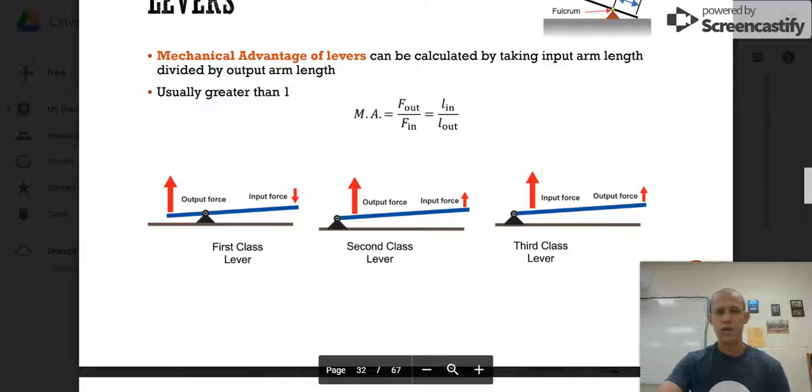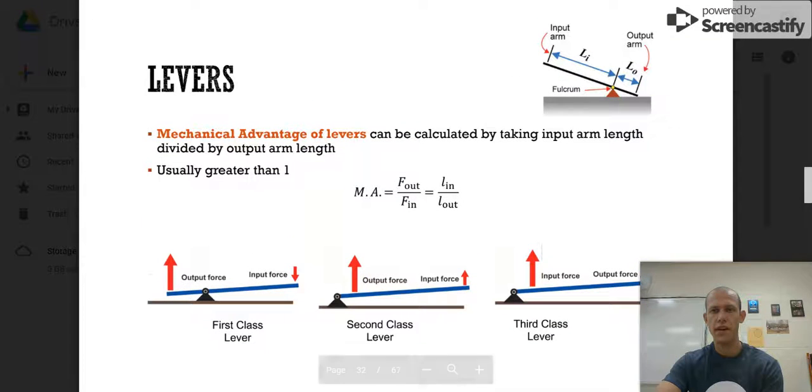All right, the mechanical advantage. We've been talking about that along with the mechanical efficiency. Now we're going to look at it in terms of levers. So normally mechanical advantage is calculated by your force out divided by force in. And that's true. However, to calculate with a lever, you're going to divide the length of the input force by the length of the output force.